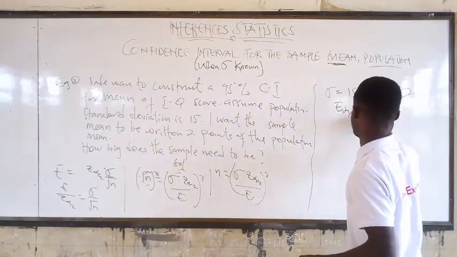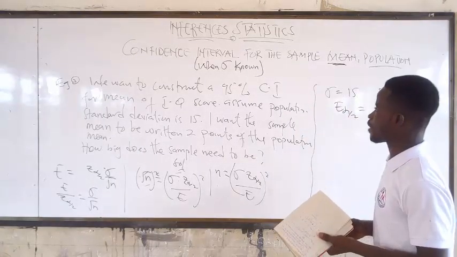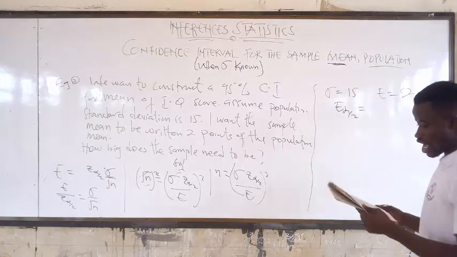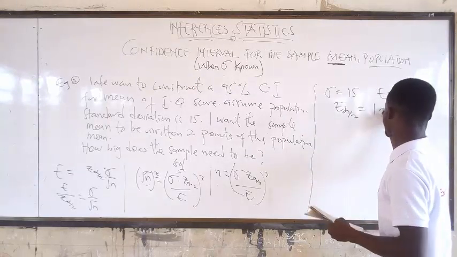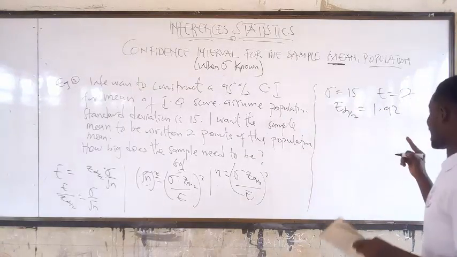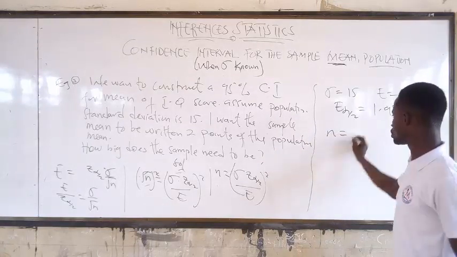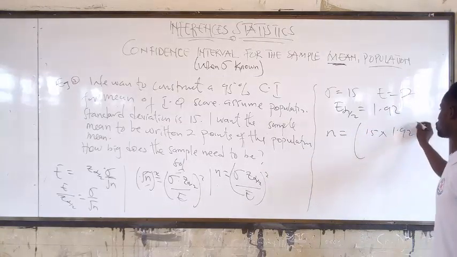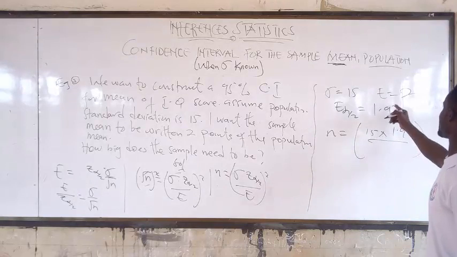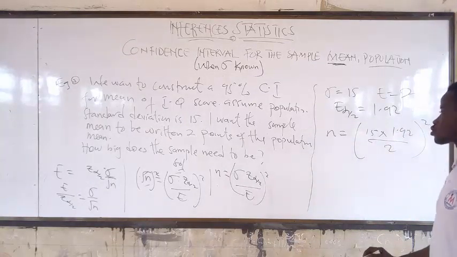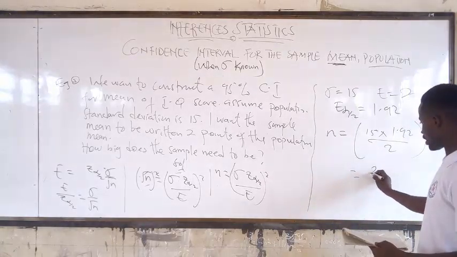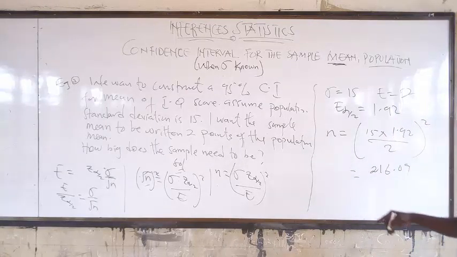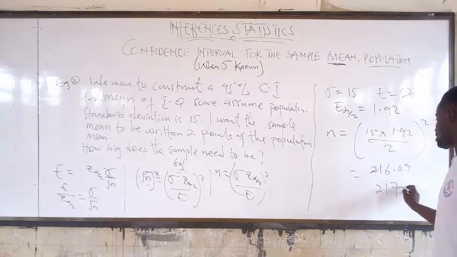You need to identify Z alpha over 2. And this is what? 95%. That is 0.05. And you know that that one too will be 1.96. Alright, then what again? That's all. So n will be equal to standard deviation of 15 times 1.96, all this over E. The E is what? 2. All squared. Don't forget the all squared. And when you do that by calculator, you get 216.09. This is what you have on calculator, but you have to round what? Up. So when you round up, you get 217.